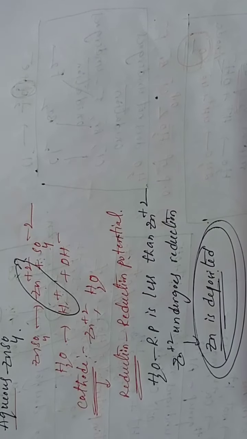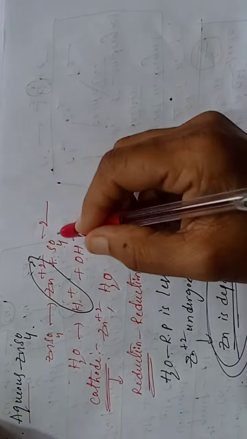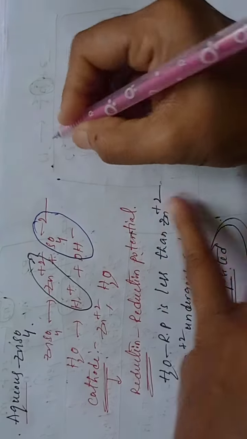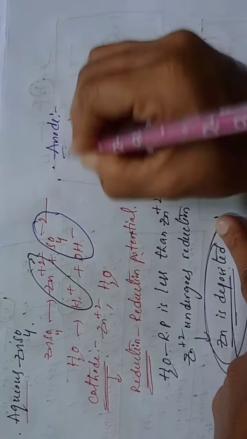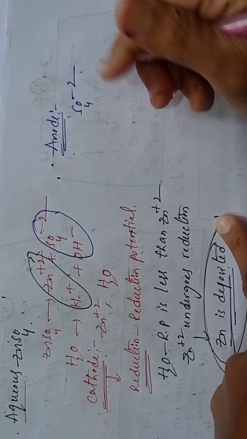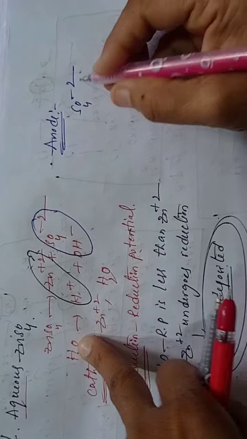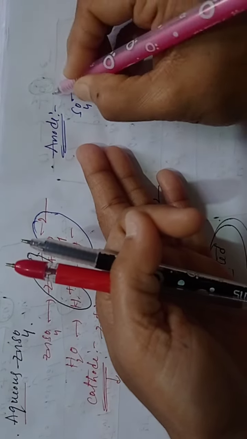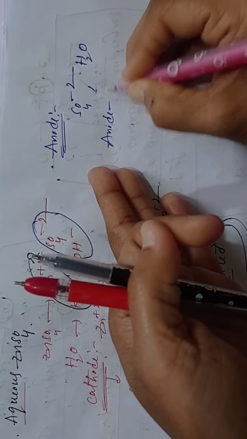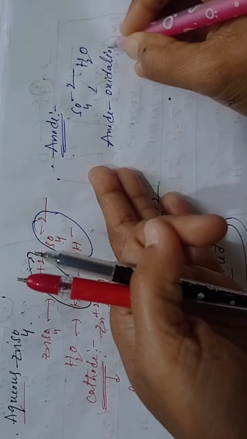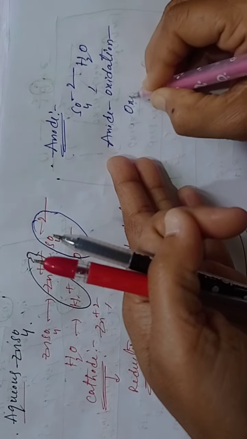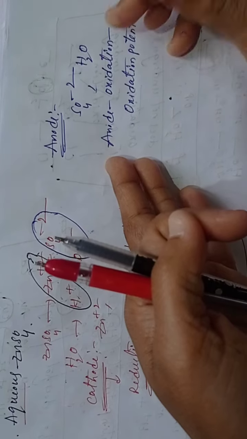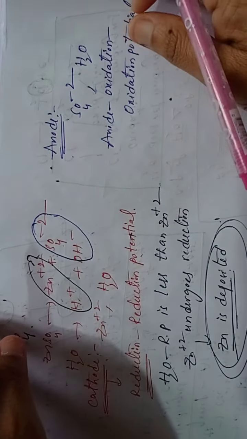Now the cathode is completed. Now I am going to discuss the anode. At the anode, which ions are there, students? SO4 minus 2 and OH minus ion from water. So I am taking these two. Which reaction is taking place at the anode? Oxidation reaction. That means we have to check the oxidation potential. Now, of water and sulfate ion, which oxidation potential is more?